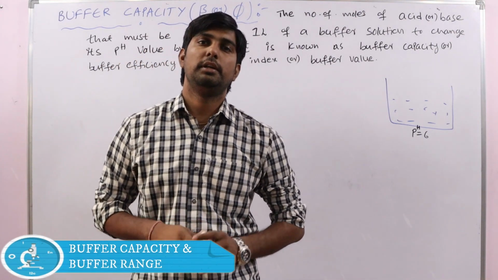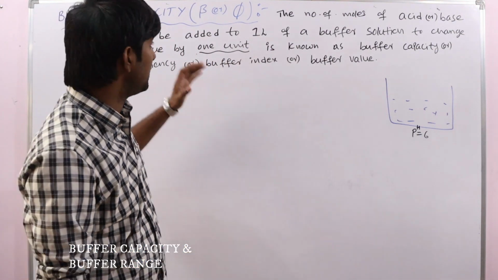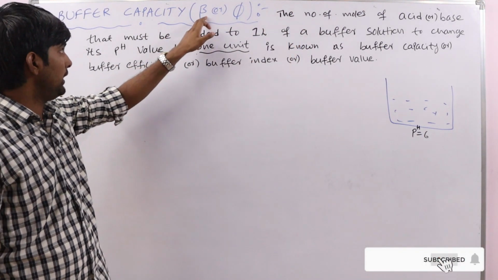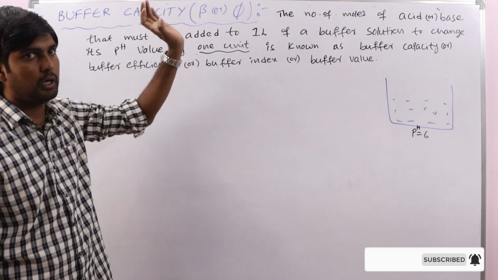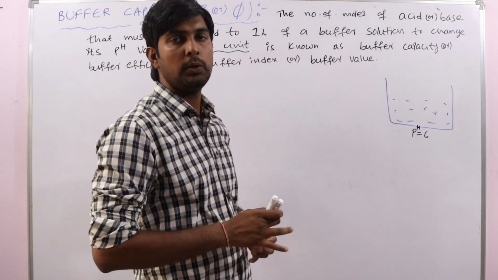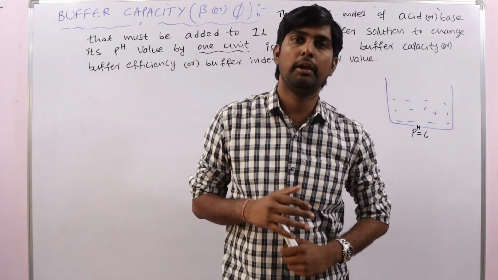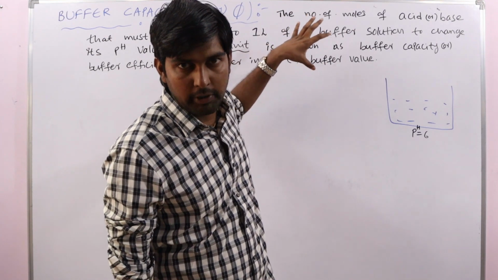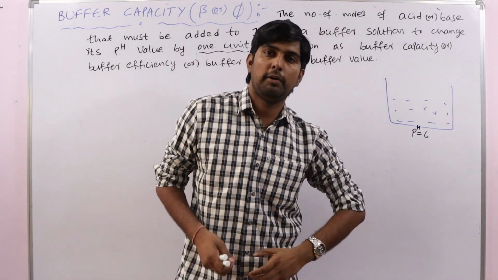Here we are going to discuss another very important concept, that is buffer capacity. It is denoted by beta or phi. This buffer capacity is also called buffer value, buffer index, or buffer efficiency. Before discussing buffer capacity, let us recall a buffer solution.